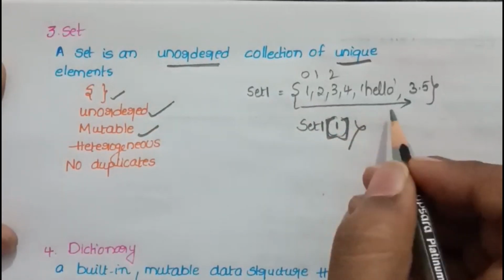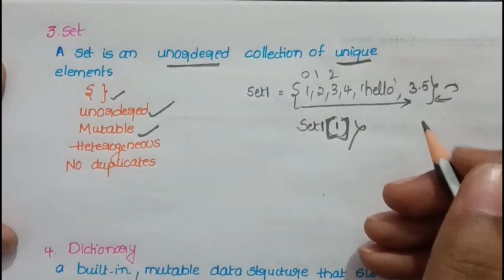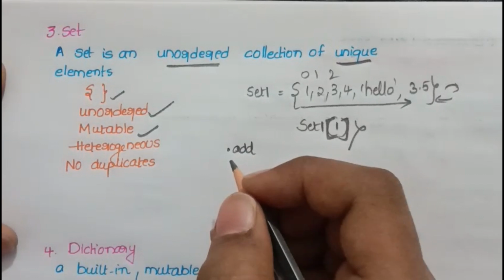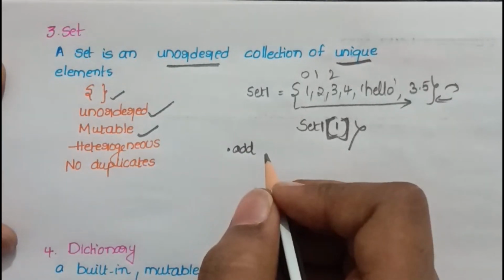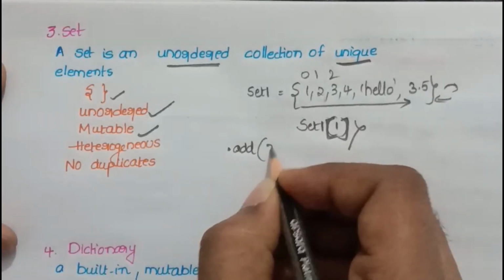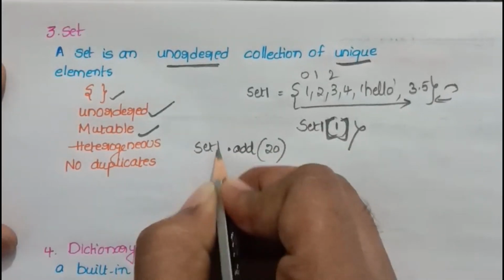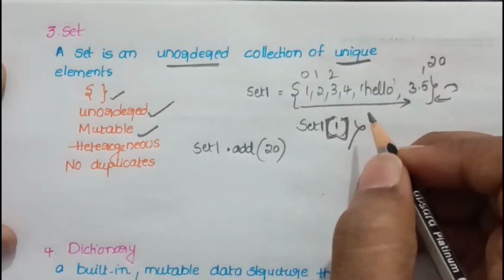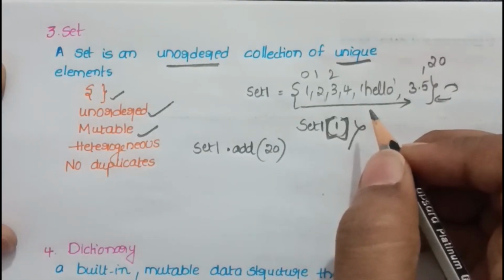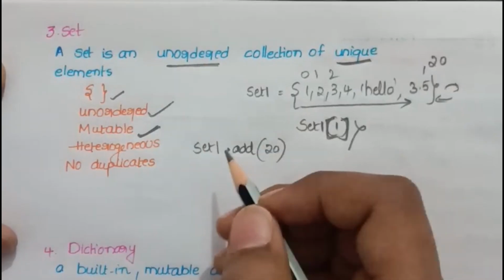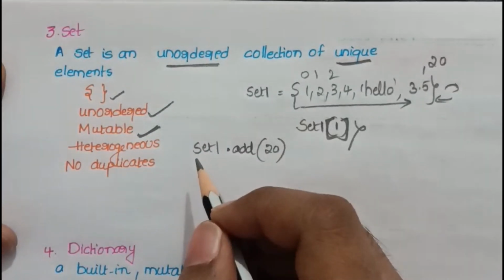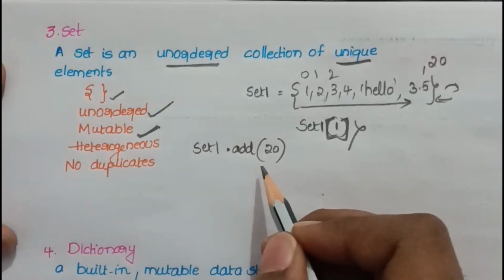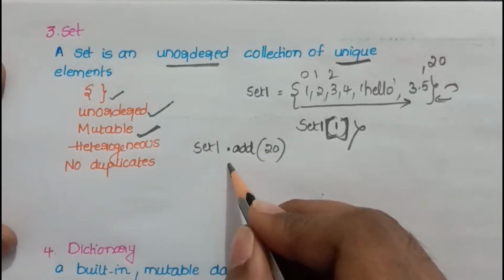Mutable: you can add or delete elements from the set using the add method. Please note, in list we have append. For set we have to use add. If you write set1.add(20), 20 will be the new value that gets added to the set1 variable. In this way, set is mutable in nature. When we discuss set in detail, I will go through multiple built-in functions available for set. Right now, remember, set is mutable, which can be achieved using the add function.